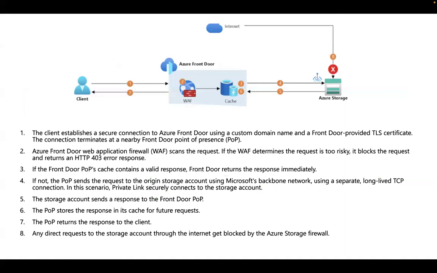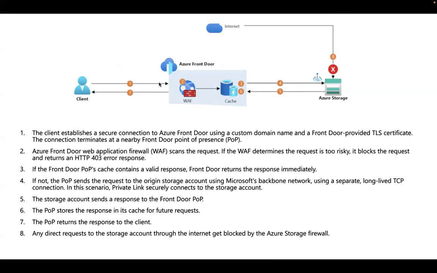The next example is this one. This is another flow, and here the origin server is Azure Storage. So what is happening? Here is a client, and we have a front door, and front door has a WAF, and here is a cache. So the feature of Azure Front Door is cache, right? So it has a cache. And here is a storage, and you see here is a private endpoint. So front door is connecting to Azure storage using the private endpoint.